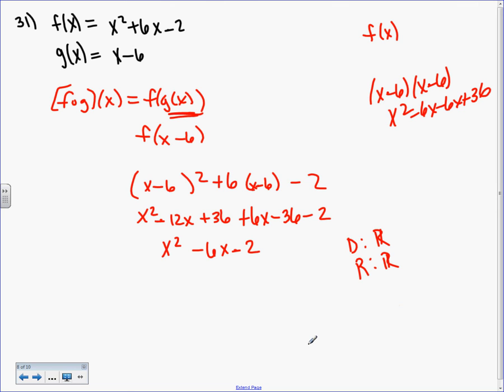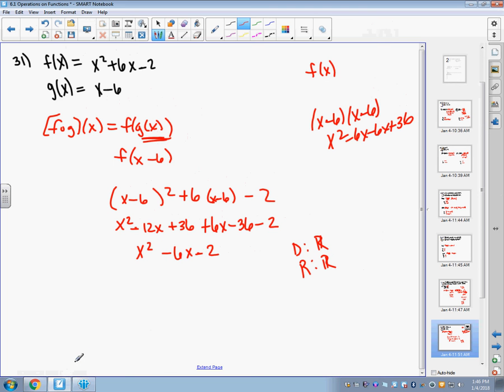So now I'm going to do g of f of x. Okay? I'm going to erase this so I actually have room. Does anyone still need it? No? Okay.